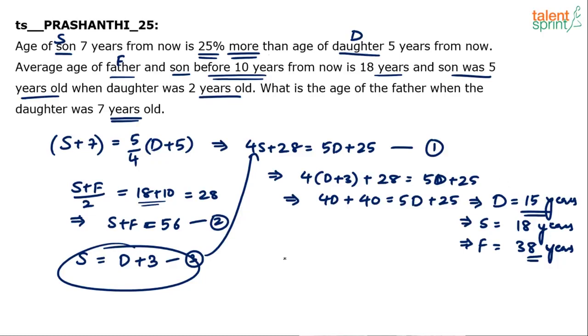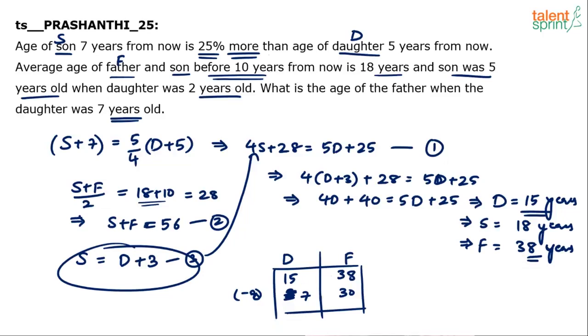This is daughter and this is father. Try to understand what we are doing, right? Currently, daughter's age is 15 and current father's age is 38. Daughter should be 7 years old, so 15 minus 8. When you subtract 8, you get daughter's age as 7 years. Now, when daughter was 7 years old, father was, of course, 38 minus 8, 30 years.